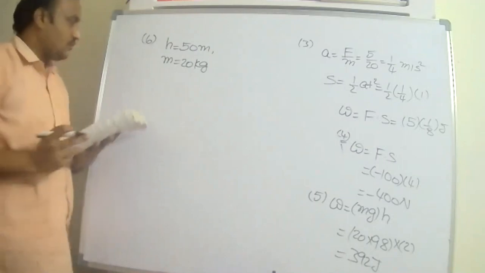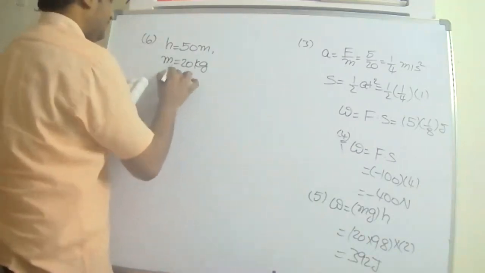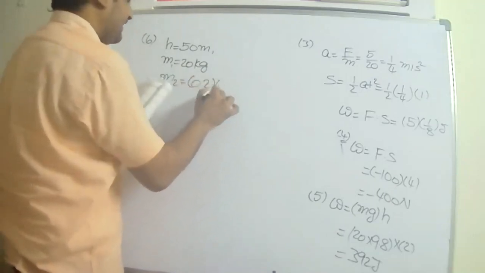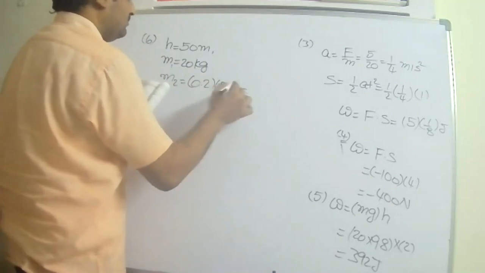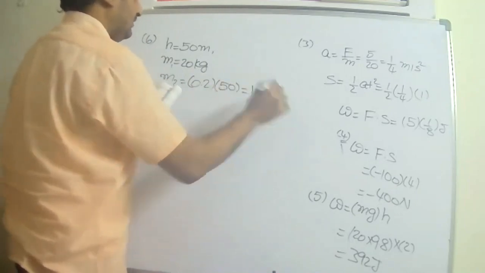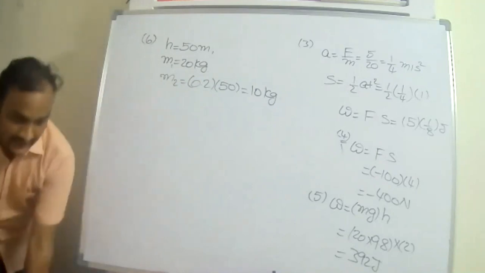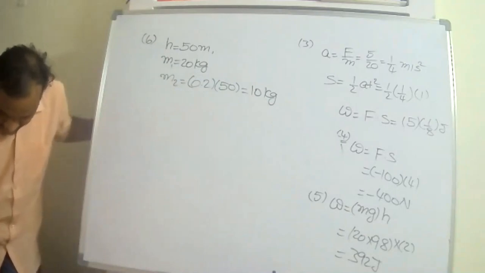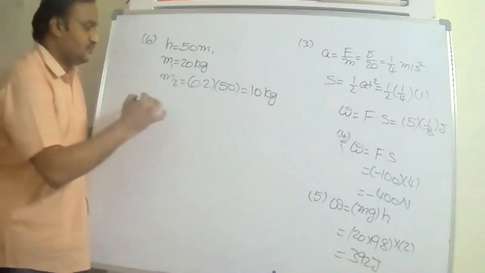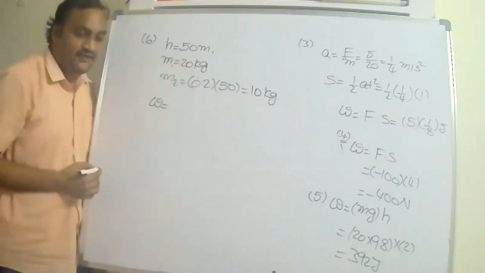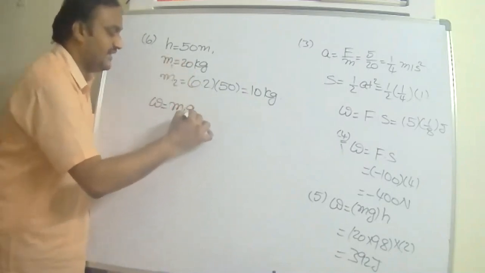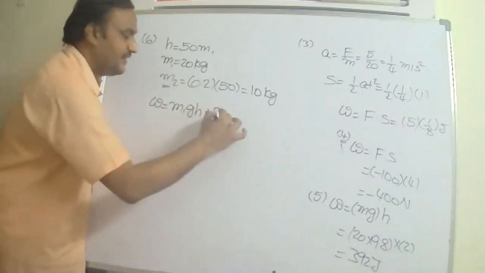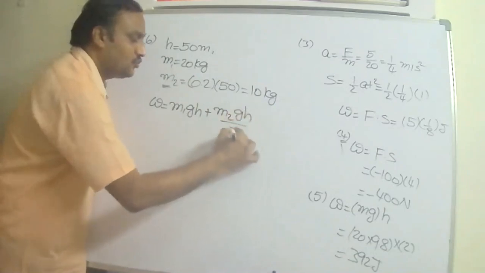And mass of the rope is 0.2 kg per meter. Meter 0.2 kg, so 50 meters will have 10 kg. So here you observe, water is a point mass, this is a distributed mass. Okay? The amount of work done is, so work done is equal to work done on water, so m1 gh, while for distributed mass the work done is m2 gh by 2.